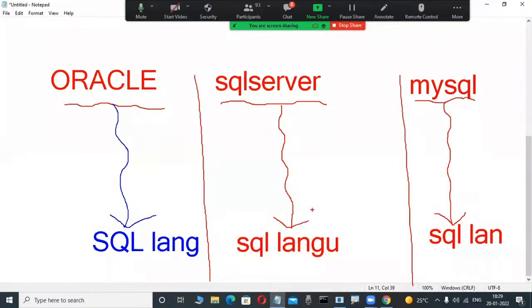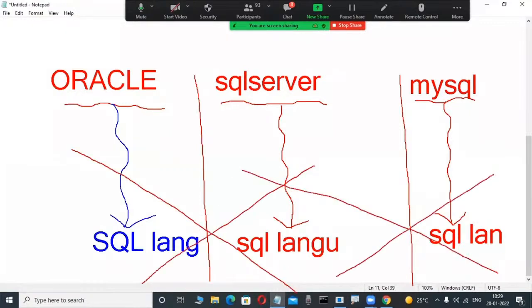Easy. Maybe some technical persons are there in our class, they're telling only. These all SQL languages are same or different? Very good. In our class, so many fellows are telling the same only. 100% wrong one. These all SQL languages are different, not same.